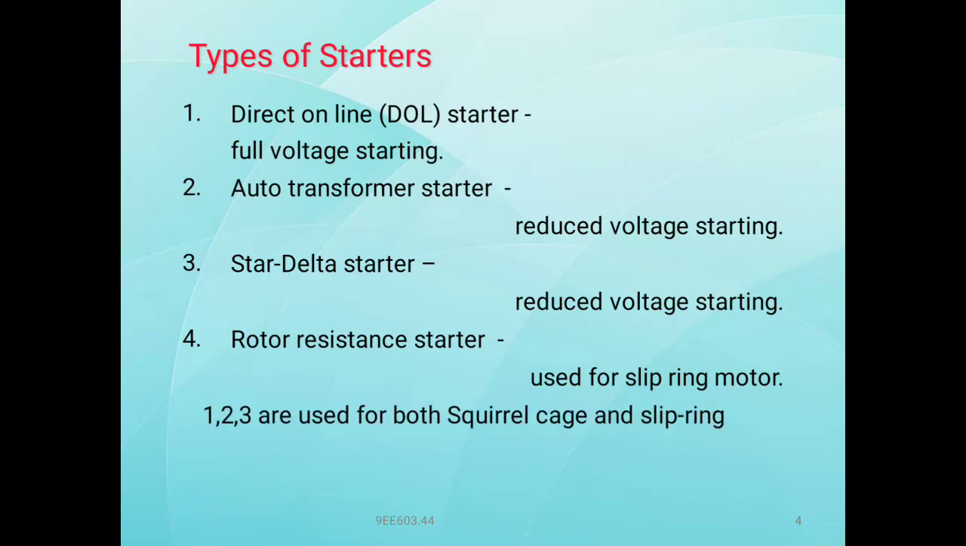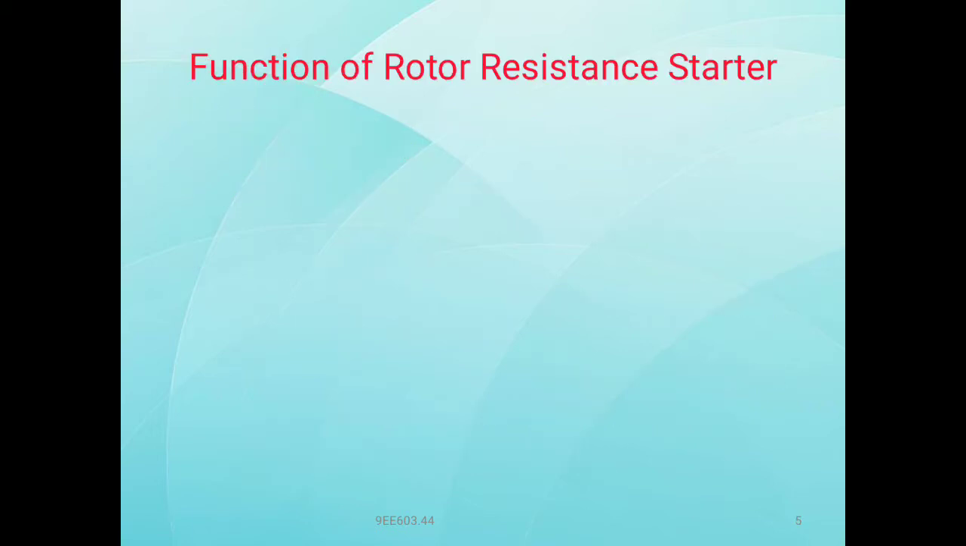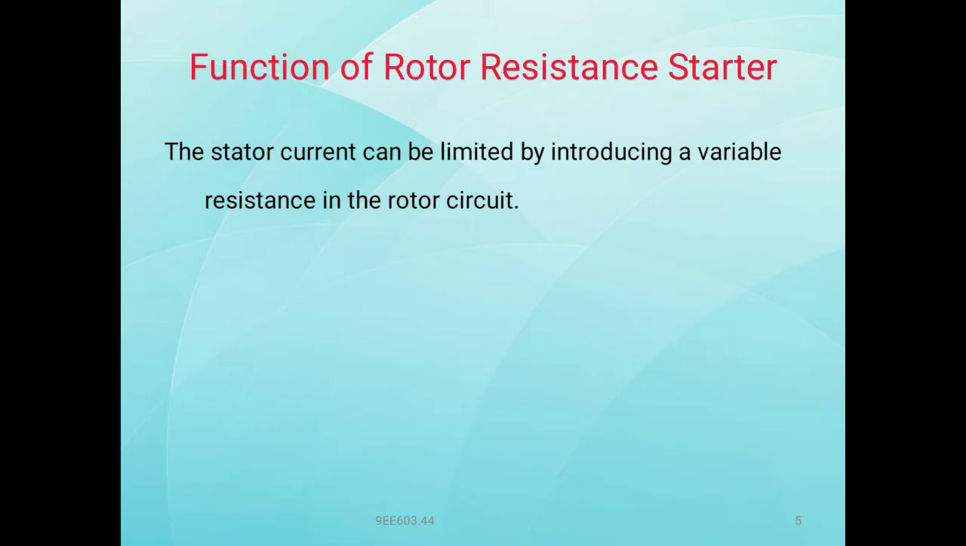So 1, 2, 3 are used for both squirrel cage and slip ring. 4 is used for slip ring only. The stator current can be limited by introducing a variable resistance in the rotor circuit.